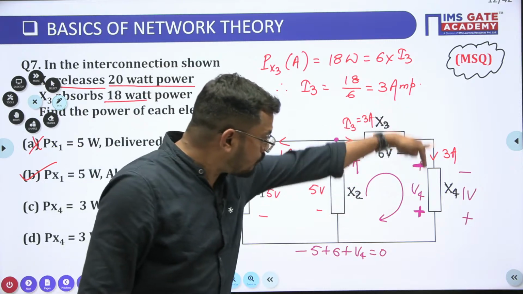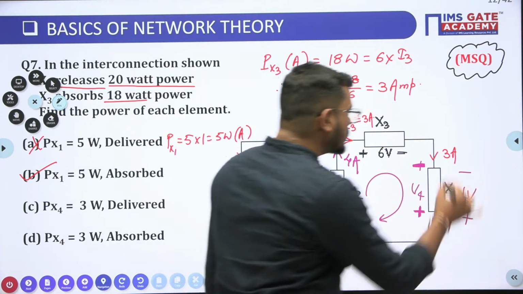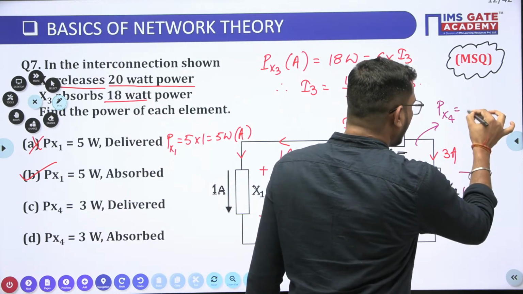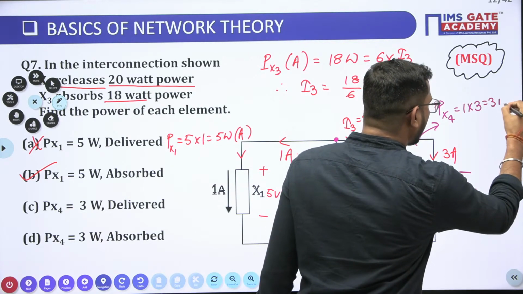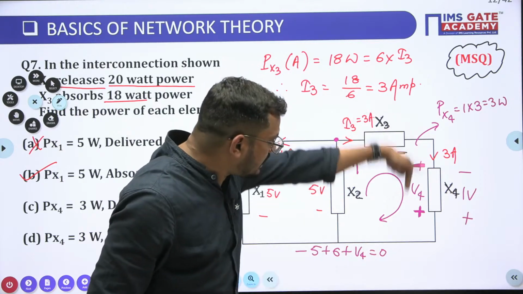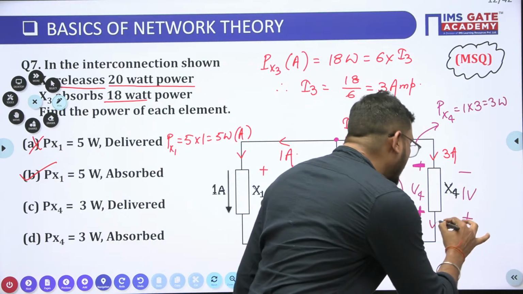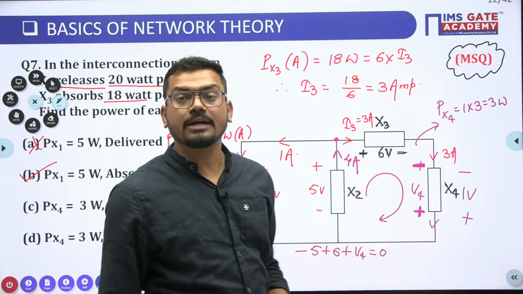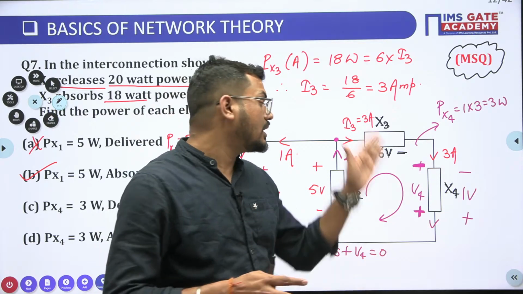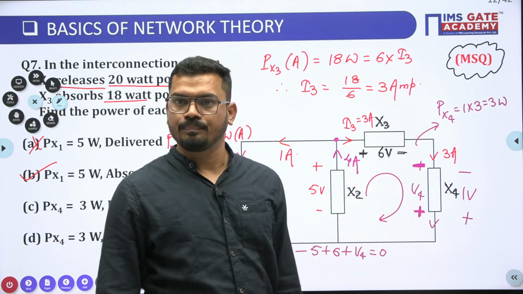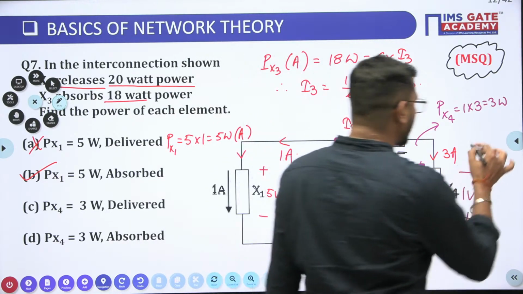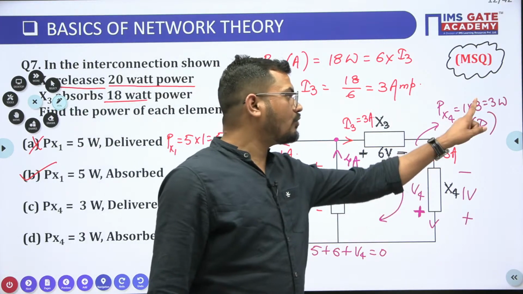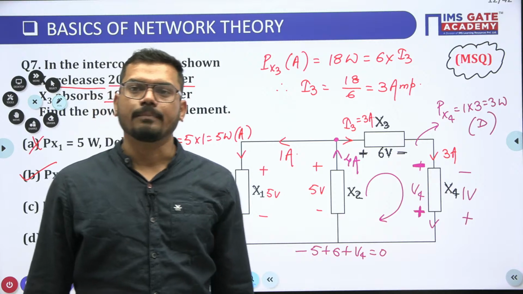Now what you can see, guys, is the power. Here I am writing Px4 is nothing but 1 into 3, which is 3 watt. And what is the type of the power? Current is entering into the negative terminal, or you can say current is leaving to the positive terminal. If it is leaving to the positive terminal, it means that the current is delivered by this V4, or we can say X4. So the value of the power is 3 watt and the type of the power is delivering power.